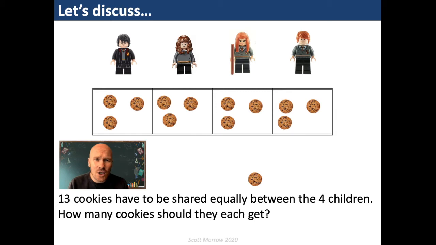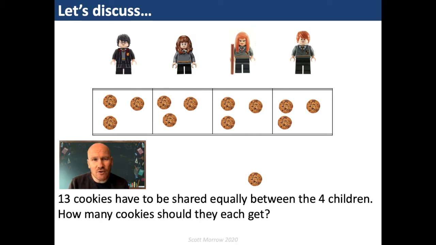As you can see, we've got 1 cookie left over. And what could we do with that 1 cookie? Well, we can't give it to any of the children because that wouldn't be fair. They wouldn't have equal shares. So we could put that back in the packet. If we did that, that would be fair. And the answer to this problem would be they get 3 cookies each. So if you've said 3 cookies each with a spare cookie left over, then I would say you're correct.